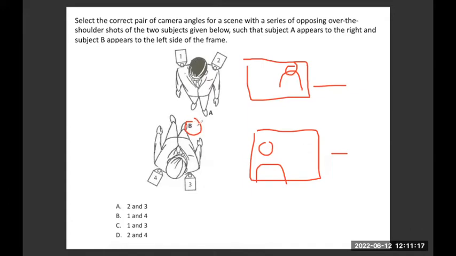From 1, if I look at it, will subject B appear on the left side or will it appear on the right side?